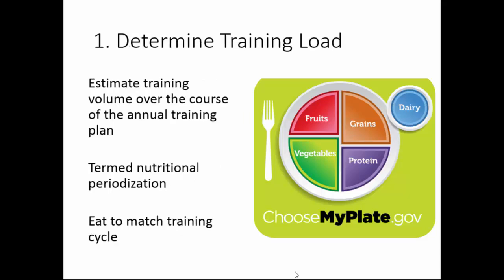In this first step, estimate the training load. You're looking at the volume, how much activity your athlete is doing over time. One of the things you should notice is that your athletes are going to be training more in some parts of the season and less in other parts of the season. And one of the big mistakes that I see athletes making, and folks who work with athletes, is that they have them eating the same throughout the entire year.